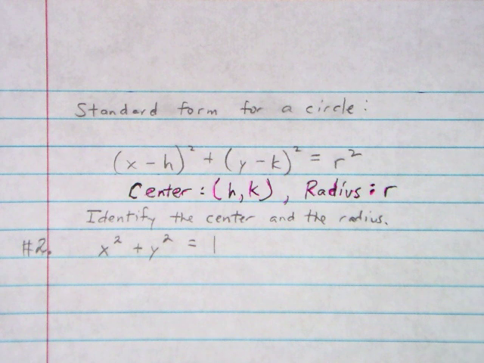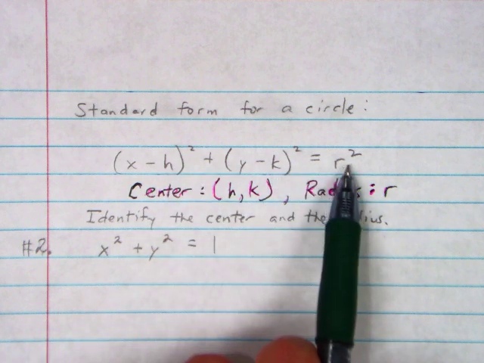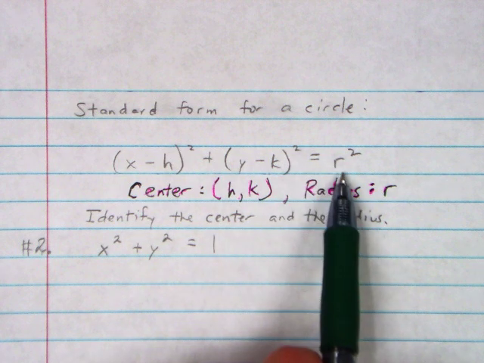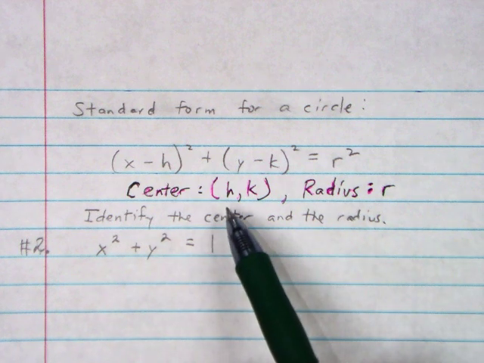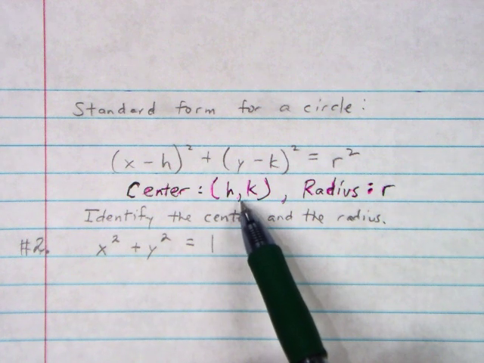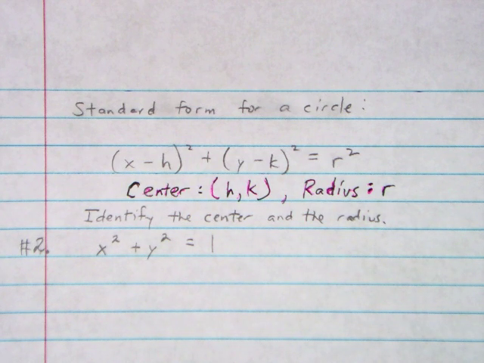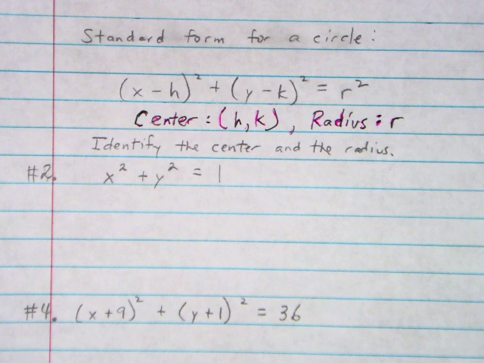equals r squared. The two main things we're going to be looking at is h and k, which will be the center. That's one item. And then the other thing we're looking for is r, which is the radius. So when we do graph these equations, we'll be using the center of a circle and we'll be using the radius. So we have a problem right here. We're going to identify the center and the radius on this problem.